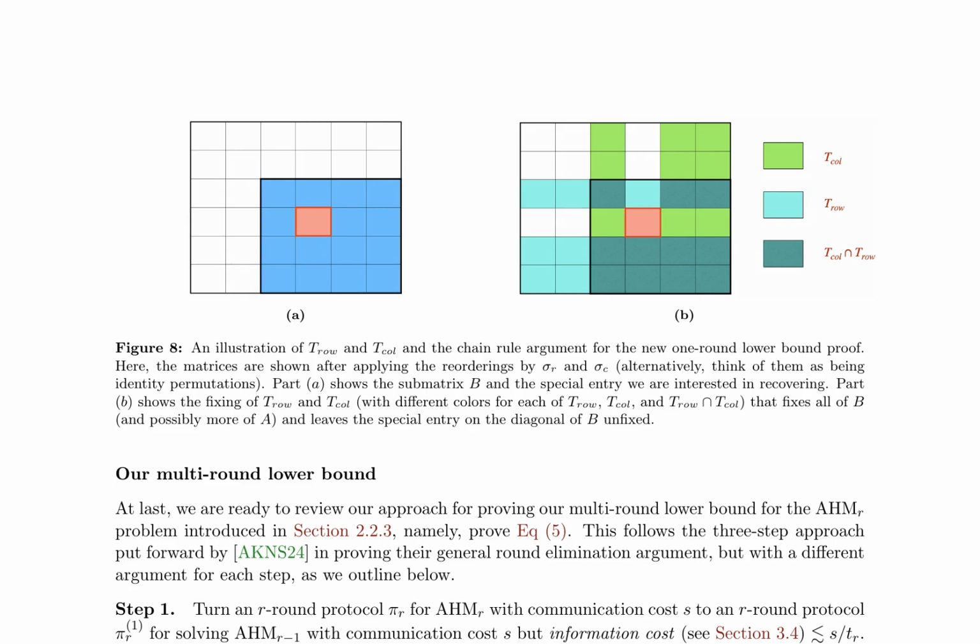The paper presents a multi-round lower bound for the all-or-nothing hidden matrix AHM problem, a fundamental problem in communication complexity. The authors employ a three-step approach, differing from previous work in the direct sum argument and compression technique used. Step 1 transforms an R-round protocol for AHM_R to an (R-1)-round protocol for AHM_{R-1} with reduced information cost, utilizing internal information cost direct sum arguments.